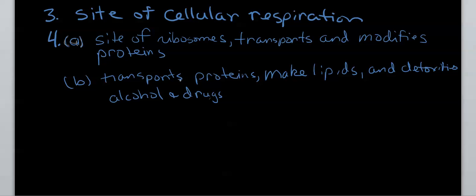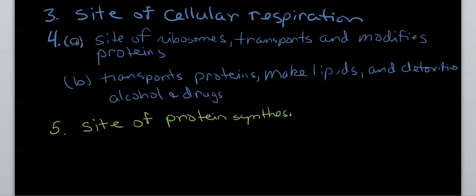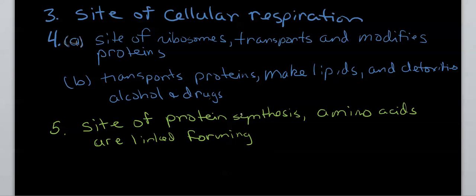Now 5, let's take another color for 5. Let's take this green. 5 is the ribosomes. So you can simply write site. Site means where it takes place. Site of protein synthesis means making proteins. And some of you have been saying where amino acids are linked, forming proteins. So people are saying it different ways, but all of them are correct.